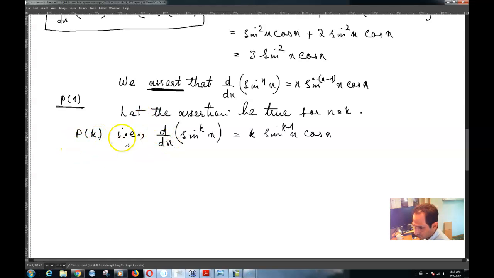Now I have to prove that P of k plus 1 is true. So if I write d by dx of sine to the power k plus 1 of x, based on my assumption, sine raised to the power k of x has derivative k times sine raised to the power k minus 1 of x times cos x.